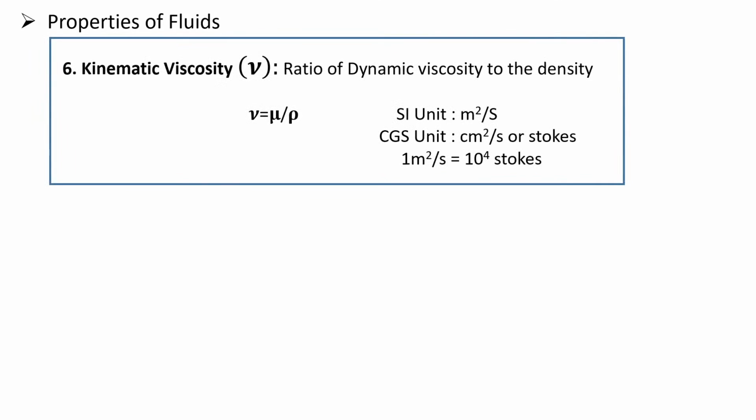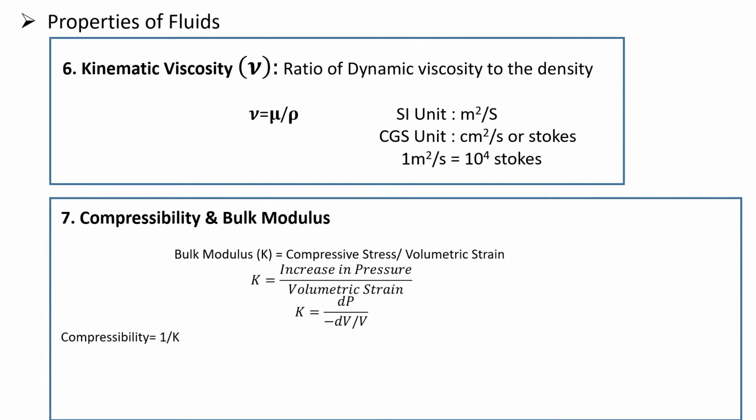Then let's move to the next property, that is the sixth property, kinematic viscosity. It is the ratio of dynamic viscosity to the density. So we can find out the unit. The SI unit is meter square per second. The CGS unit is centimeter square per second, that is also known as Stokes. And 1 meter square per second is 10 raised to 4 Stokes.